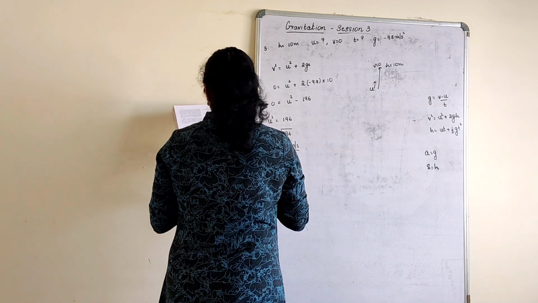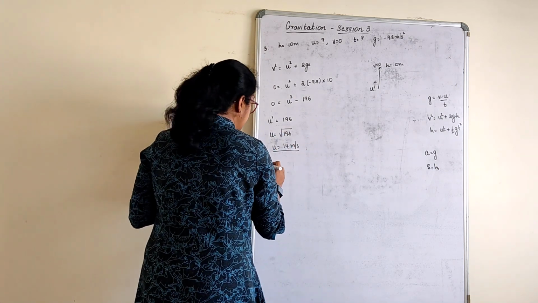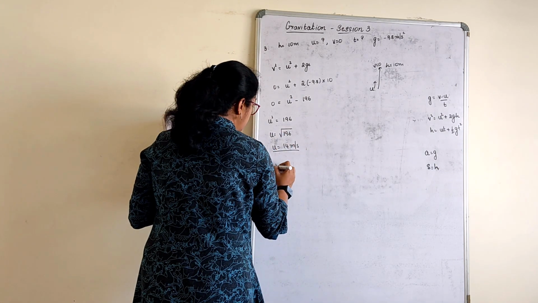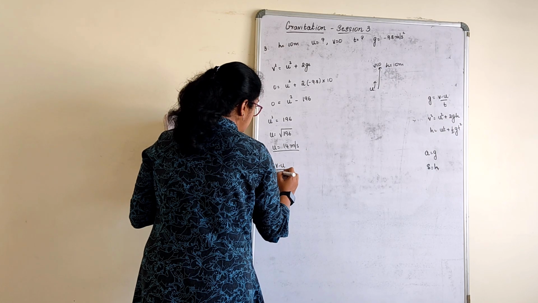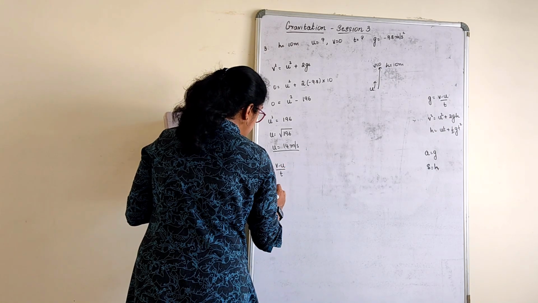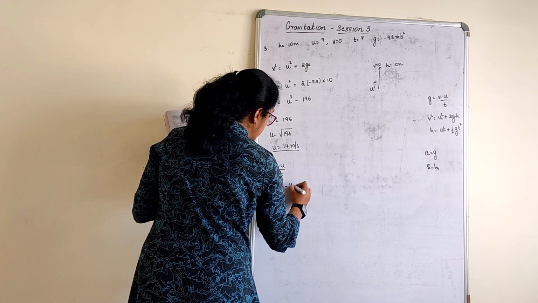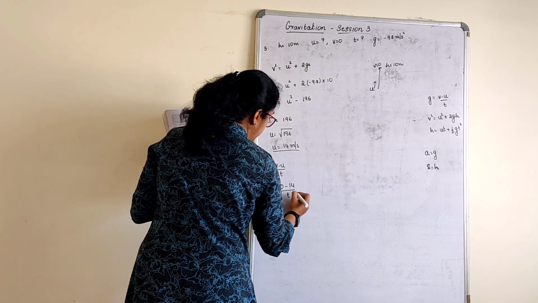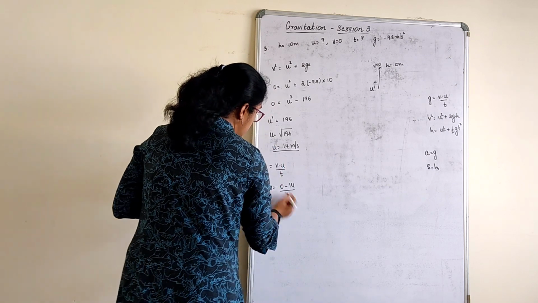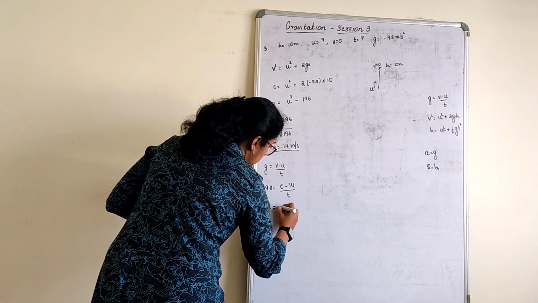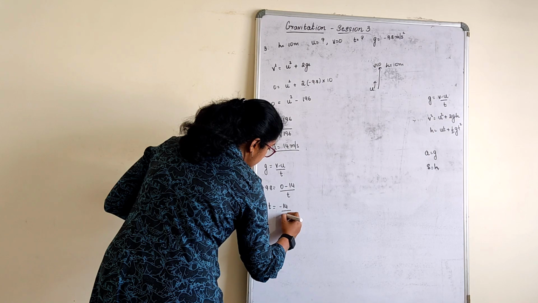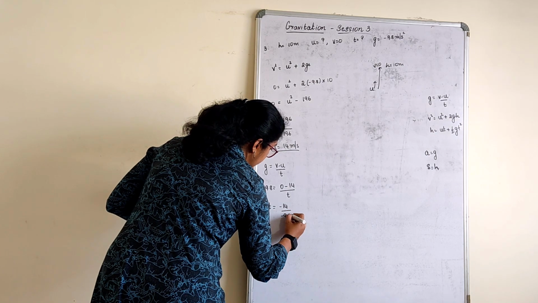Next, what have they given? Time. So to calculate time, g is equal to v minus u upon t. g is minus 9.8, where v is 0 minus 14 divided by t. So cross multiply. t is equal to minus 14 upon minus 9.8.